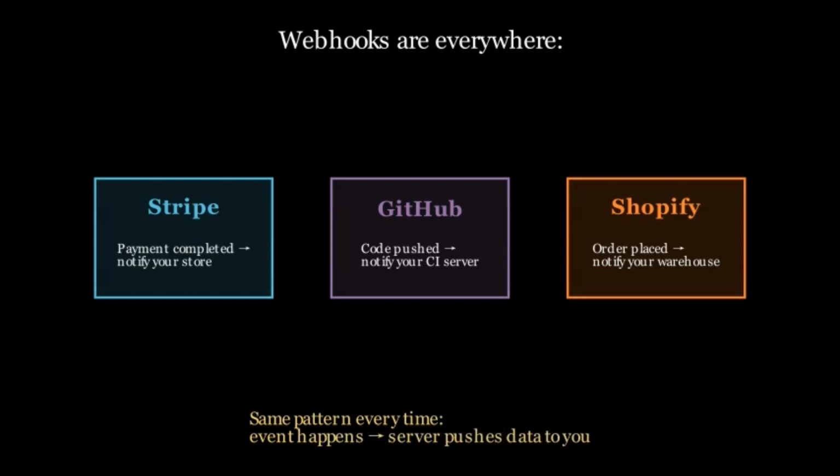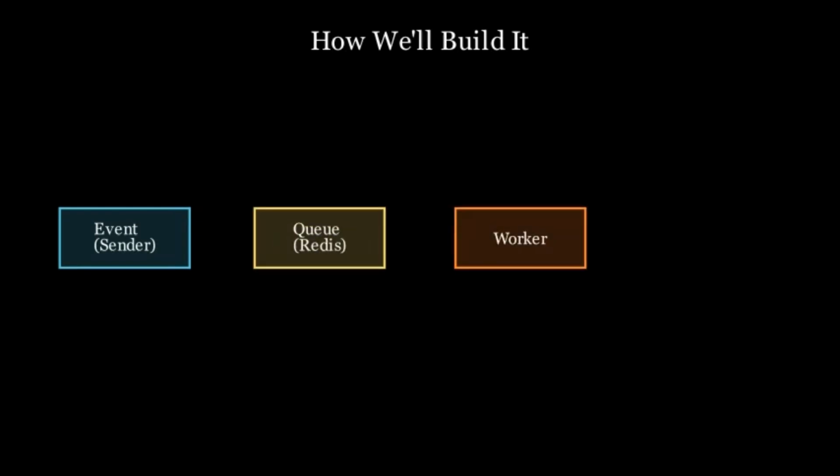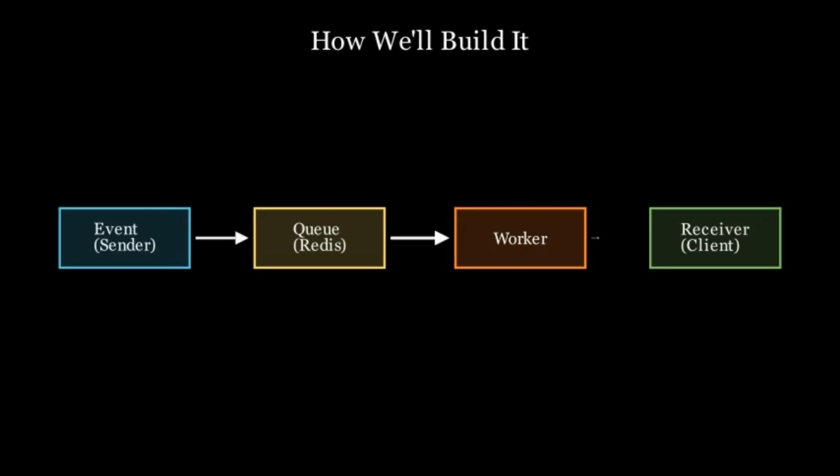So here's how we'll build it. An event happens, it goes into a queue, a worker picks it up and delivers it to your server via an HTTP post. Event, then queue, then worker, then delivered.